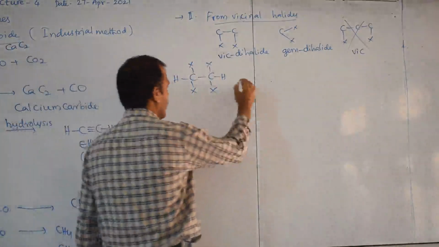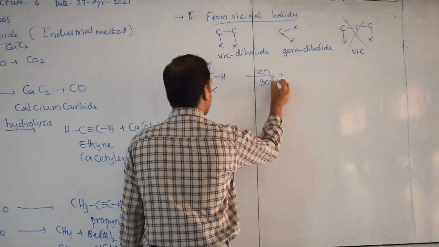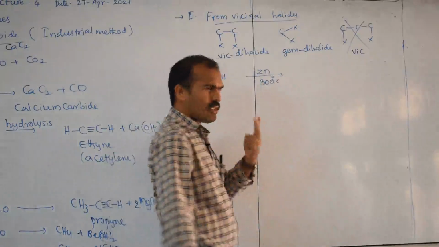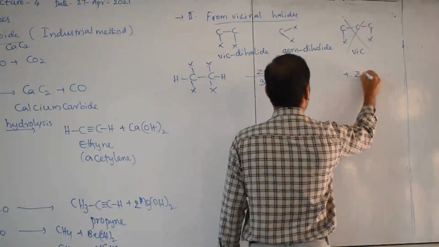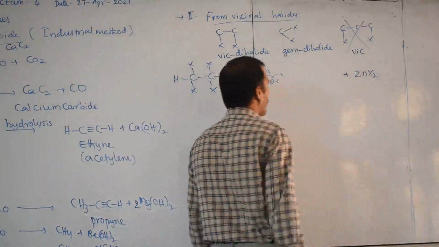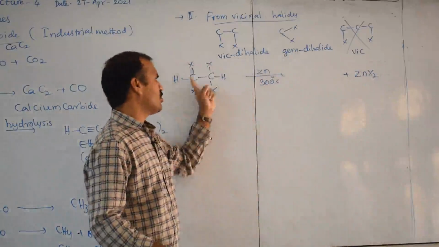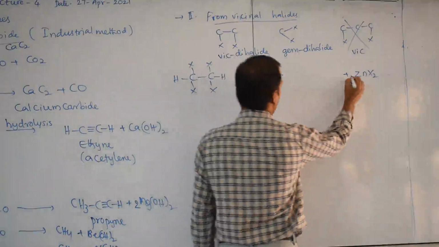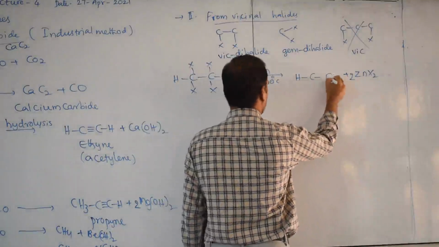These are heated with zinc at nearly 300 degrees Celsius. Zinc valency is 2, so it forms like this, ZnX2. How many halogens are there? 1, 2, 3, 4 are there. Therefore multiply with 2. Therefore HCCH.